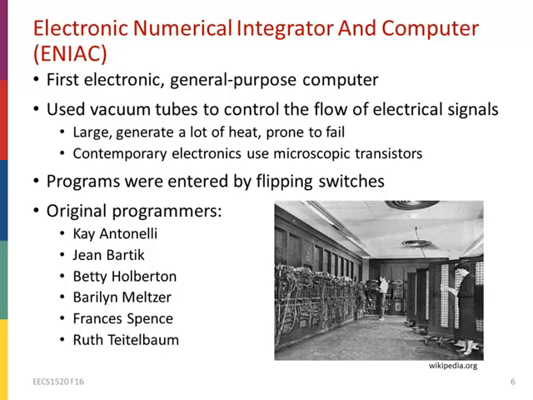There are some problems with vacuum tubes. They're large. I mean, they're physically about the size of an incandescent bulb. They generate a lot of heat, again, like an incandescent bulb, and they're prone to fail, again, like an incandescent bulb. So for practical reasons, it wasn't really feasible to continue using them.